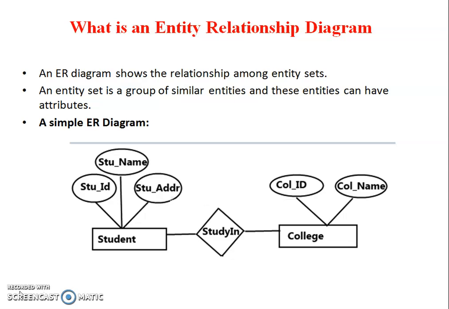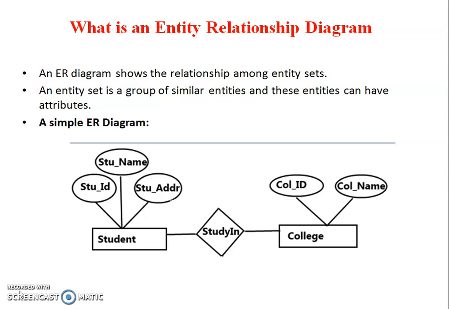An entity relationship model describes the structure of a database with the help of a diagram, known as an entity relationship diagram. The ER model is a design or blueprint of a database that can be implemented as data. The main components of the ER model are entity set and relationship set. An ER diagram shows the relationship among entity sets. An entity set is a group of similar entities, and an entity can have attributes.